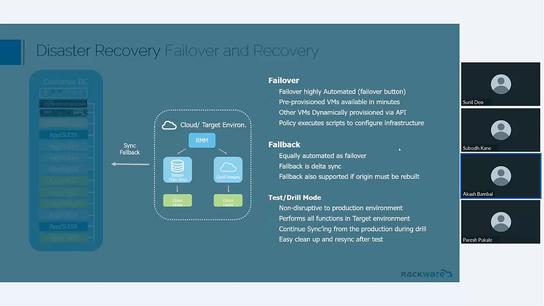Once your tests are done, you don't need to do any manual cleanup. You simply need to resume the DR policies again, and as a part of it, RMM will make sure the target is the same as that of the source. So it's very easy for you to perform the tests and then start over from a clean state again.